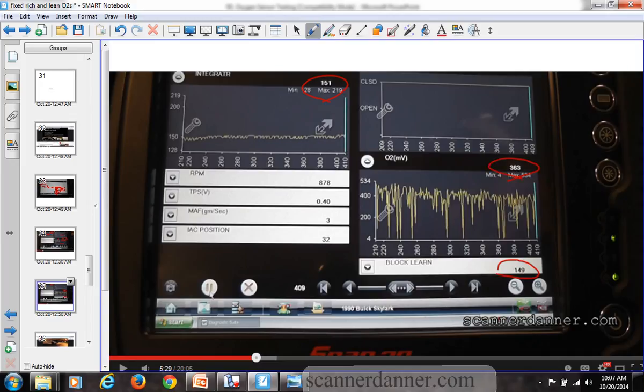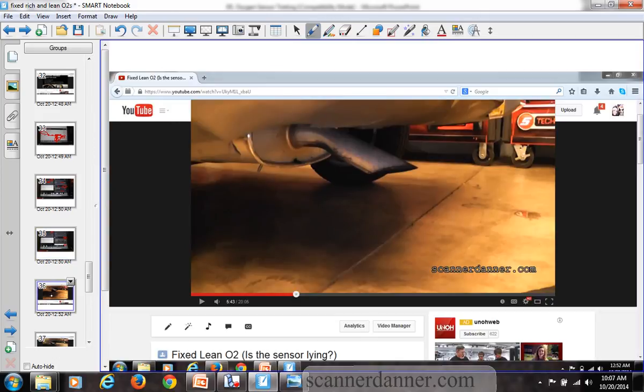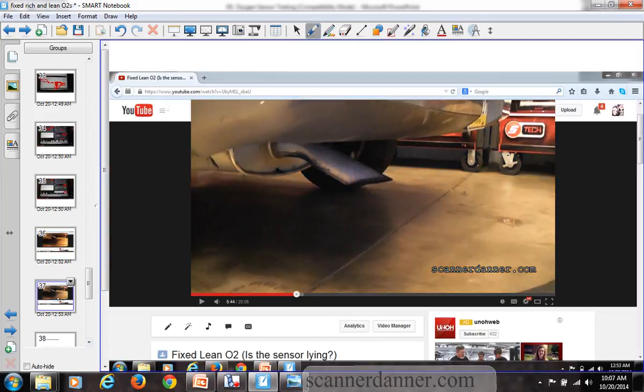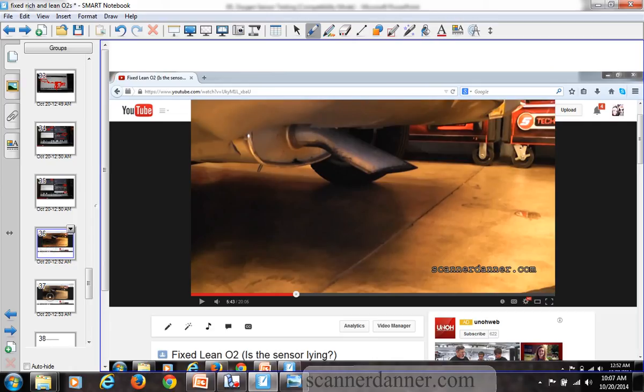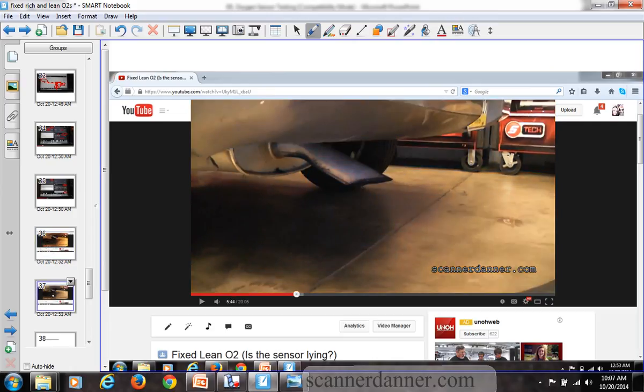363 millivolts on average. I'm barely getting past that point. I don't know if we would call this fixed lean. There is some activity. I attempted to show the tailpipe gases at this point. I don't know if you can see the black cloud. Can you kind of see the grayish cloud coming out of that tailpipe? In the video you can see it.